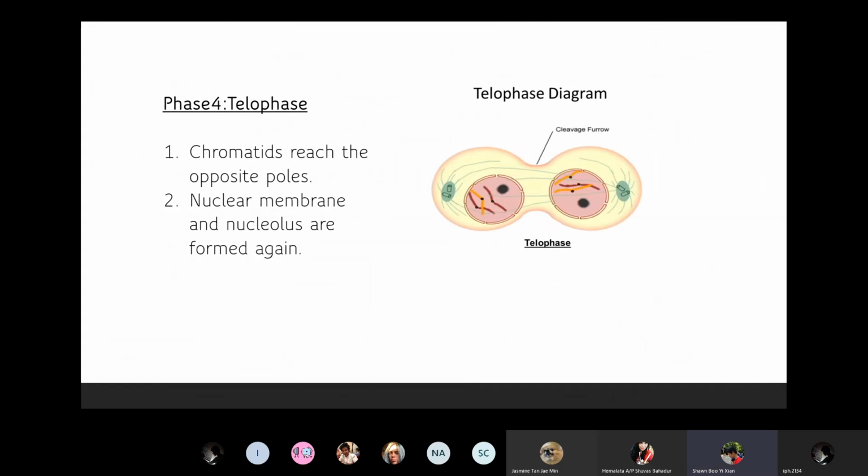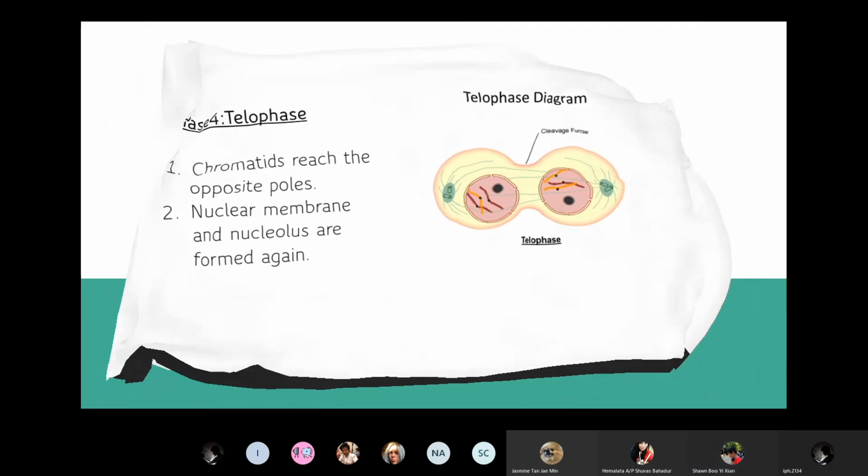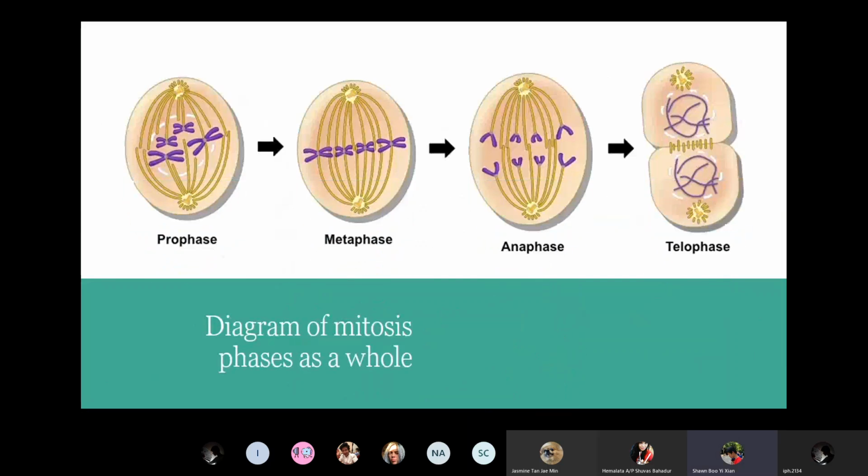And lastly, phase 4, which is telophase. Chromatids reach the opposite poles. The nuclear membrane and nucleolus are formed again. So this is the overall diagram of the mitosis phases, from prophase to metaphase to anaphase and to telophase.